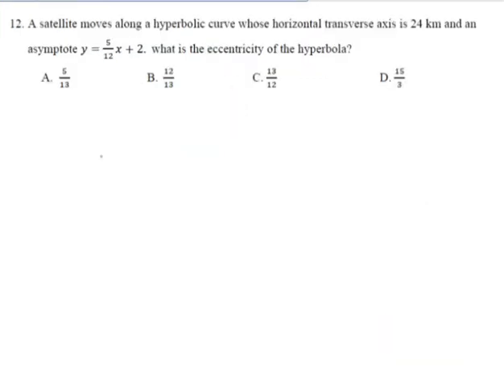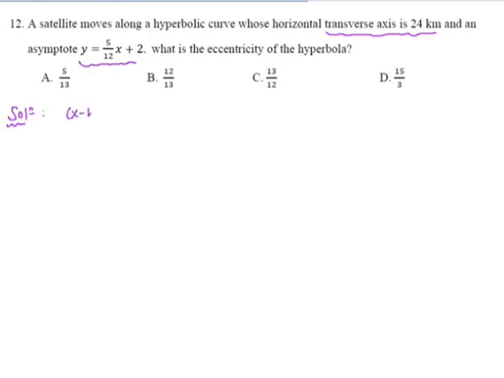A satellite moves along a hyperbolic curve whose horizontal transverse axis is 24 kilometers and an asymptote y is equal to 5 over 12 x plus 2. So what is the eccentricity of the hyperbola? So let us write the formulas for such hyperbolas first. The hyperbola is a horizontal hyperbola.